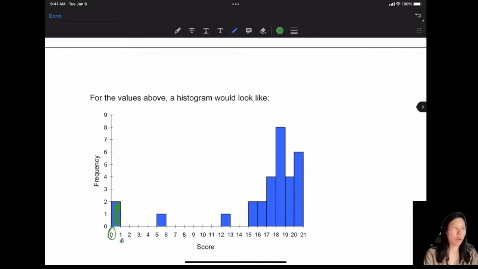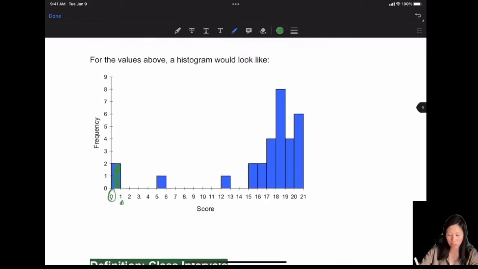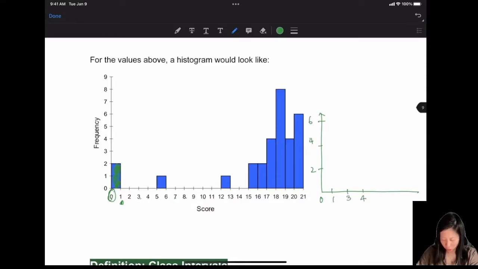Some people call this the left-hand side rule, so the value always goes to the left-hand side. But some people choose to have the bar start at the half value to avoid ambiguity. They will draw it like this, I'm going to do it here. Here's the frequency, like 2, 4, 6, and this is 0, 1, 3, 4, 5, 6.